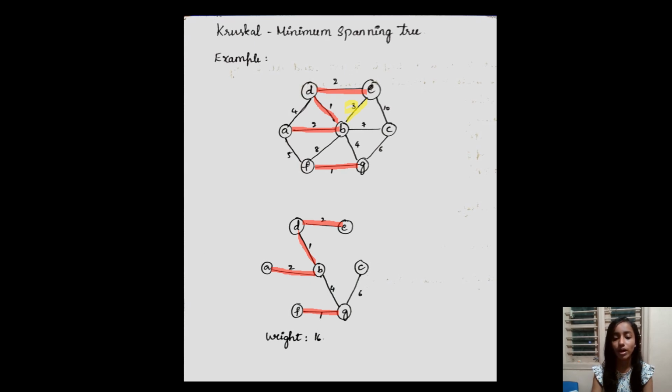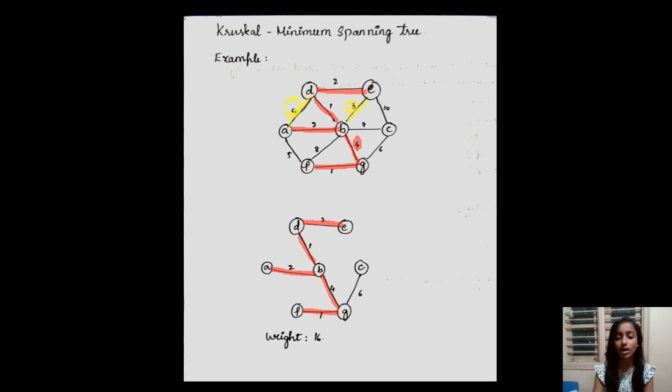Where all do we have the value 4? Here we have 4 and one more is here. If we consider this 4, it forms a cycle again. So we won't consider the value from A to D. We'll just consider the value from B to G, that is 4, and draw it in the minimum spanning tree.